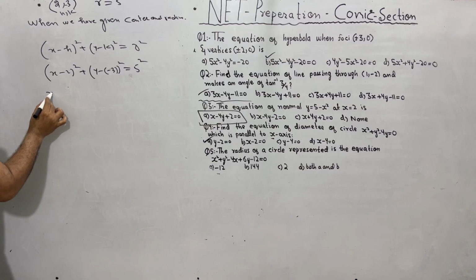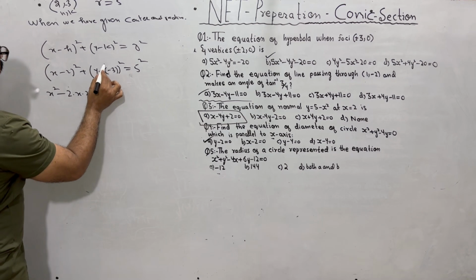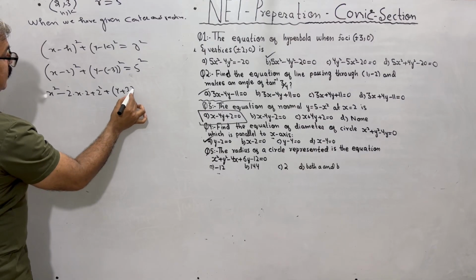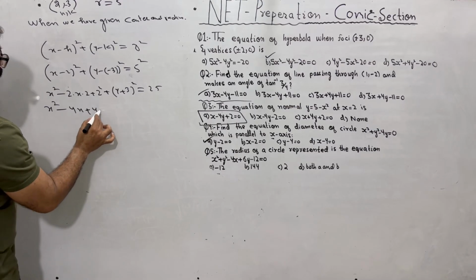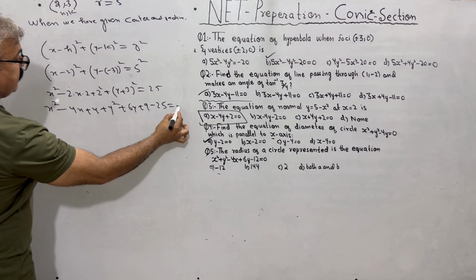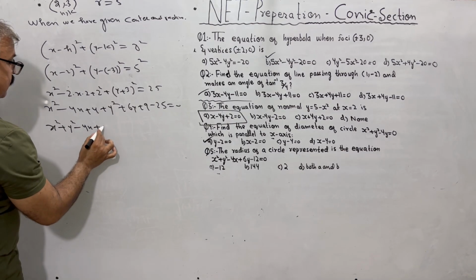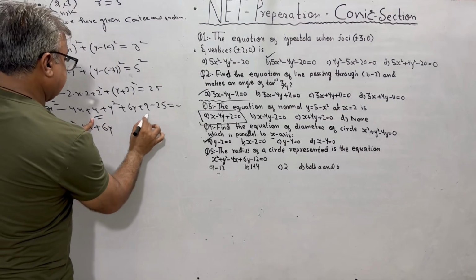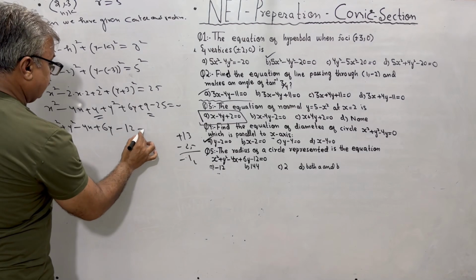It will become x square negative 2 times x times 2 plus 2 square, and y square similarly. Okay, first let me manage the positive side. Square of 5 is 25. So I have x square minus 4x plus 4, and y square plus 6y plus 9. Shift 25 here, negative 25. Write x square, y square first, negative 4x, positive 6y, and here I have 4 and 9. It's positive 13 and negative 25. I am going to have negative 12.